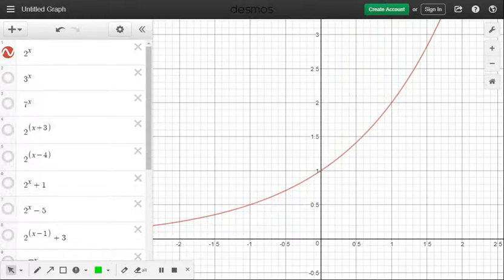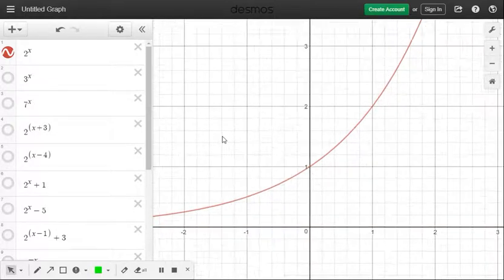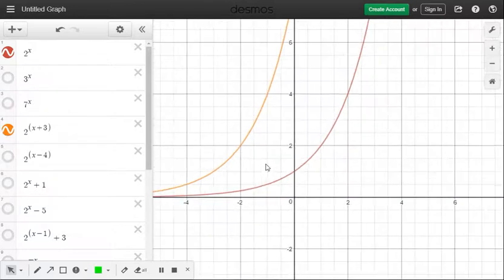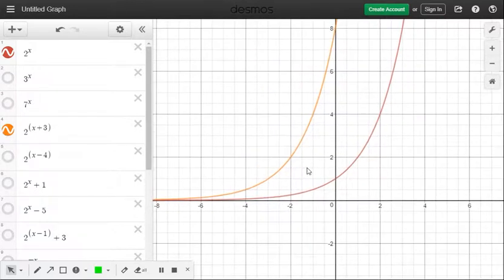Now, let's talk about transformation. So here is the graph of 2 to the x power. Now, if we decide to add a 3 to the x only, meaning that 3 is part of the exponent, what would happen? So if I zoom out, the orange graph is 2 to the power of x plus 3. And we see that the graph shifted to the left.